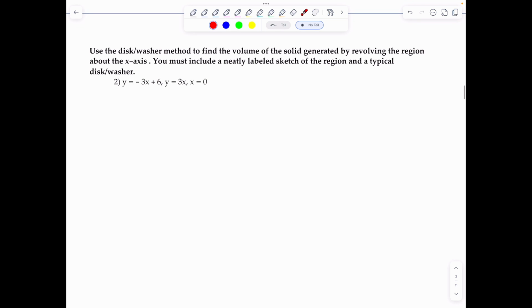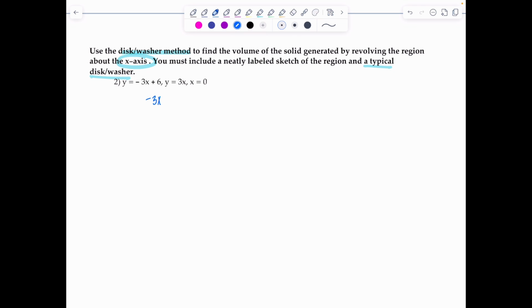Okay, next problem, use the disk washer method. So I'm telling them the method to find the volume of the solid generated by revolving the region about the x-axis. You must include a neatly labeled sketch of the region and a typical disk or washer. Okay, so we have two functions, y equals negative 3x plus 6, y equals 3x, and x equals 0, all bounding the region. Again, let's find the intersection.